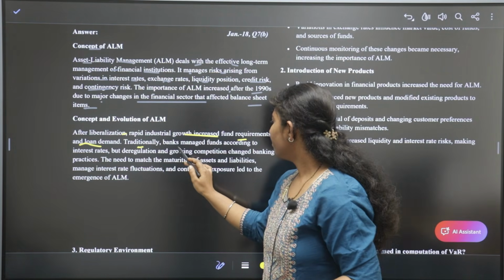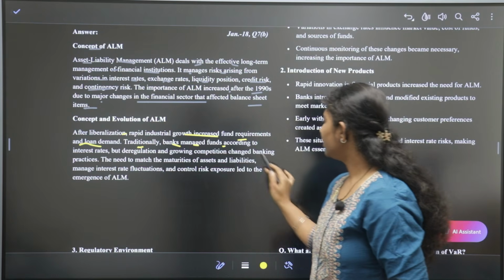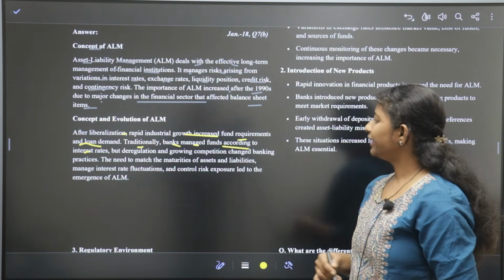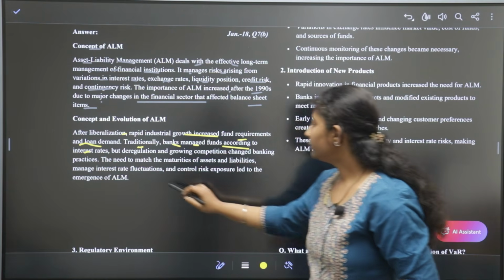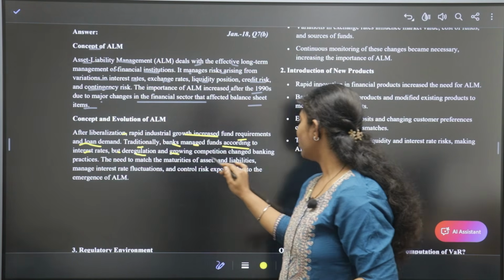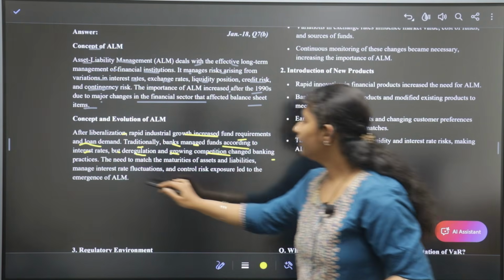Okay, traditionally banks managed funds according to the interest rate. They used to manage it traditionally before, at that time. So banks used to manage it with the help of the interest rate. But deregulation and growing competition changed bank practices.